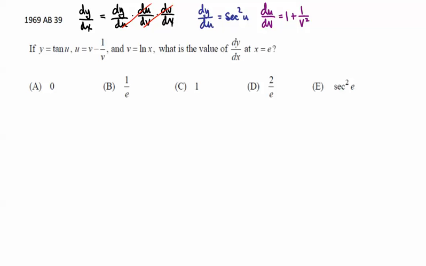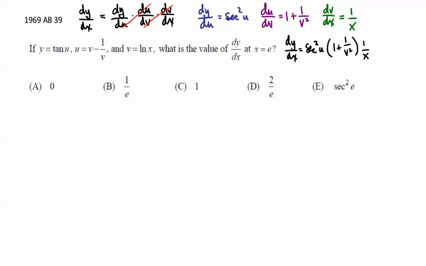Alright, and finally, the derivative of v with respect to x. Well, the derivative of ln of x is simply 1 over x. So we can put all three of these together now and say that dy dx is equal to secant square of u times 1 plus 1 over v squared times 1 over x. Now obviously that doesn't help us yet, but it gets us closer to where we want to be.